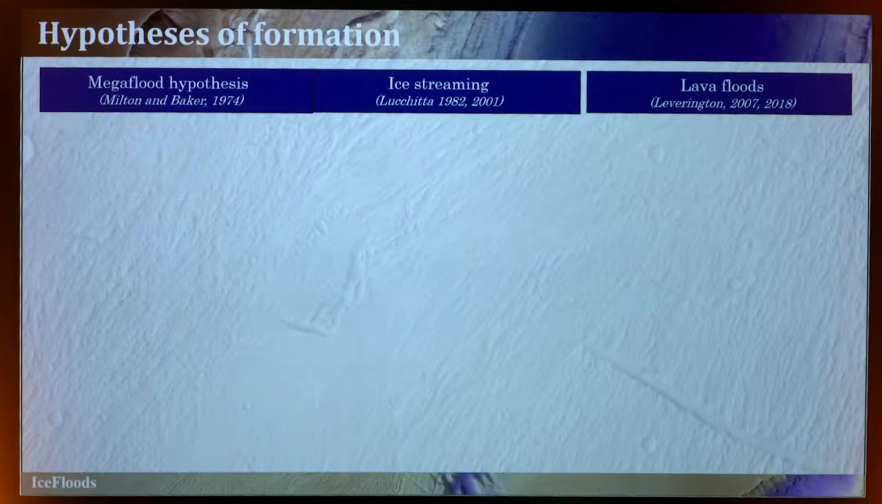There are several hypotheses of formation that have been argued over the years. Of course, the predominant one is the megaflood hypothesis, which was proposed by Milton and Baker in the 1974 paper, and then followed up by multiple papers. But I'd also like to draw your attention to two other hypotheses that have been suggested for the origin of these mega canyons, which is ice streaming, suggested by Lucchitta in the 80s and followed up in the 2000s, and then the lava flood hypothesis suggested by Leverington.